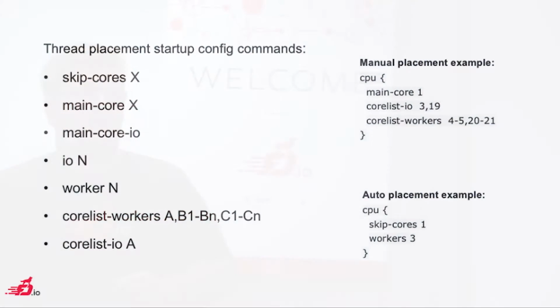So how does it look today? If you want to do a multi-thread configuration in VPP, you need to specify this in the startup config. We have a section inside the startup conf which is called CPU. And there are basically 2 ways to do that. The first one is to use automated placement. The second one is to do manual placement.